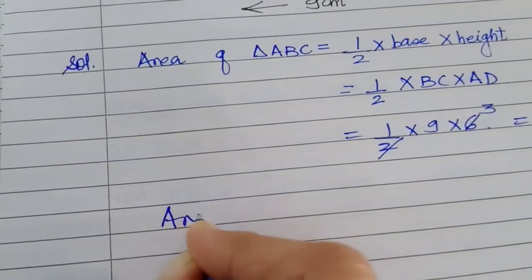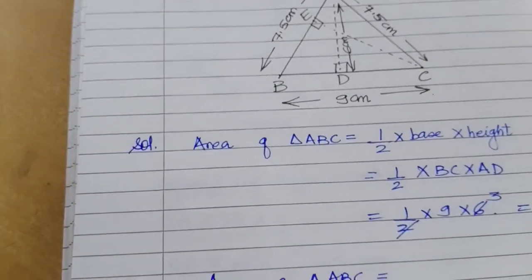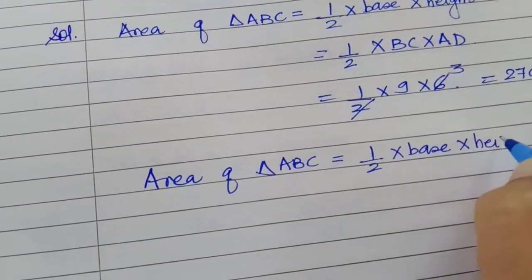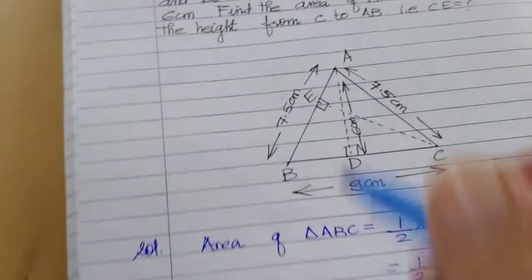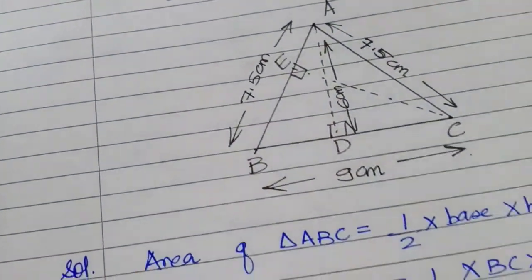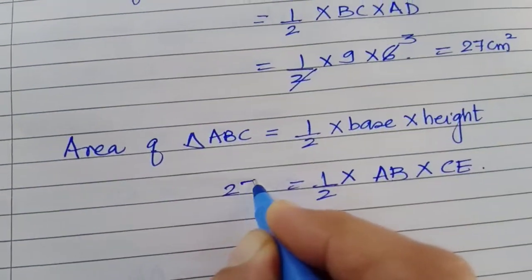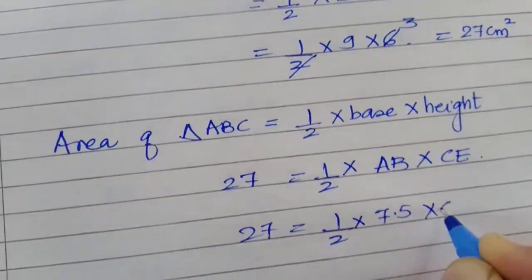Now same area of triangle I am calculating by taking a different base and altitude. Again it is half base into height. Half. Now let's take the base as AB. If I am taking the base as AB here, altitude will be that which is falling on it, that is CE. And we got the area of triangle as 27. 27 is equals to 1 by 2 AB, which is given here as 7.5, into CE.